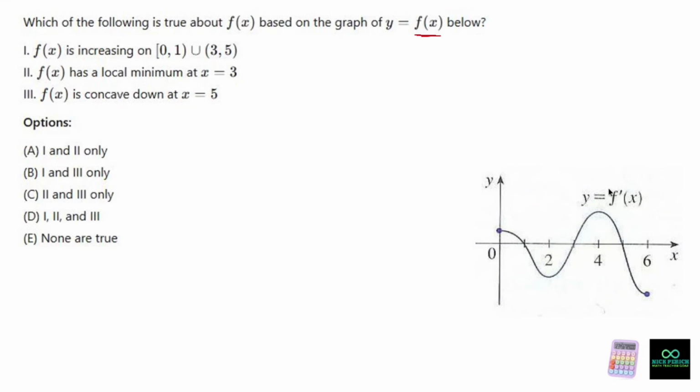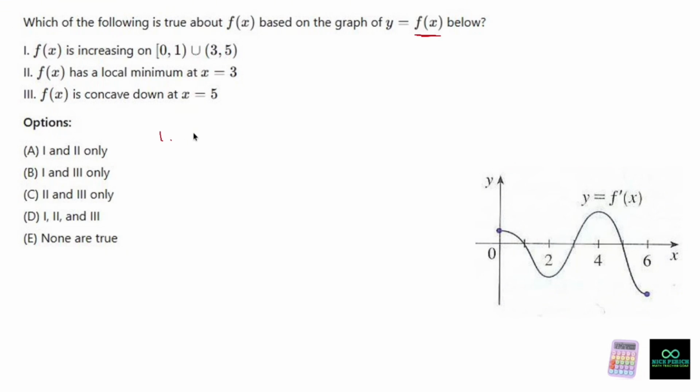If the derivative is 0, that means it's a maximum or a minimum. And it all depends. So let's look at each of these 3 options and see what those 3 options mean in those contexts. Option number 1 is asking what's happening between 0 to 1 and also 3 to 5. It's saying f of x is increasing.